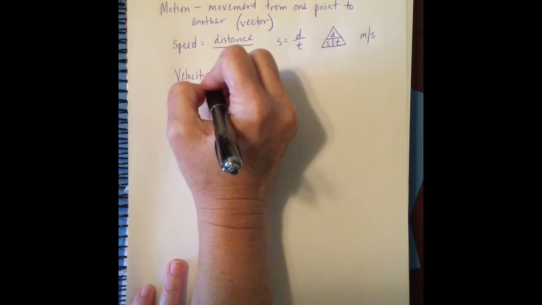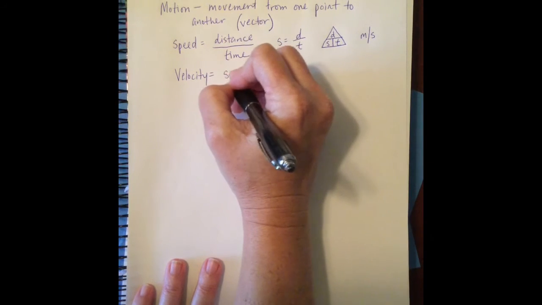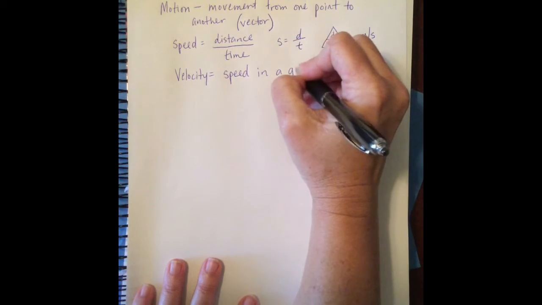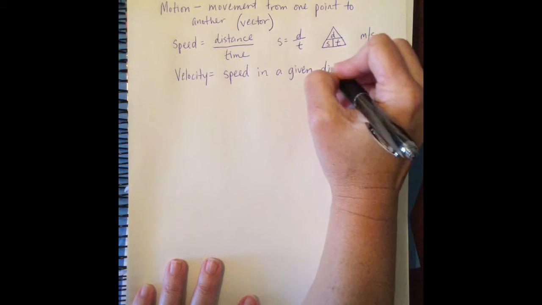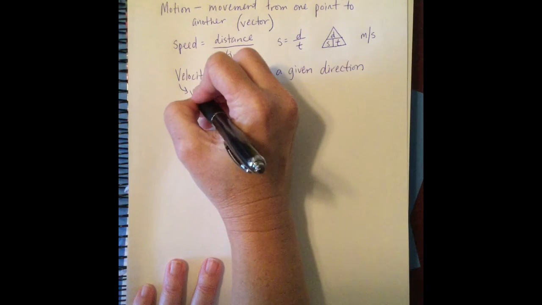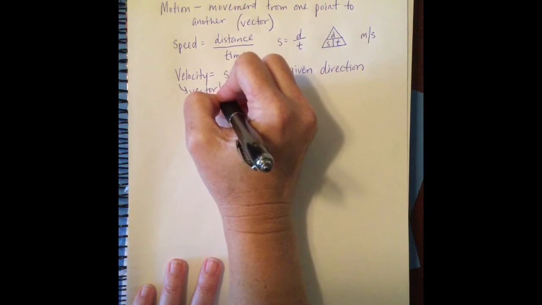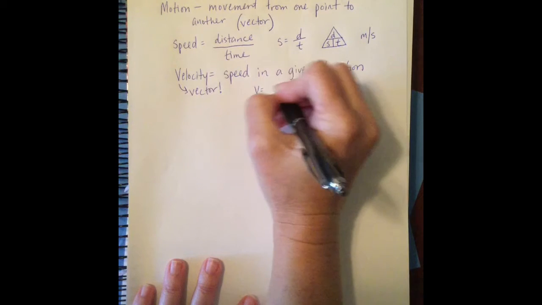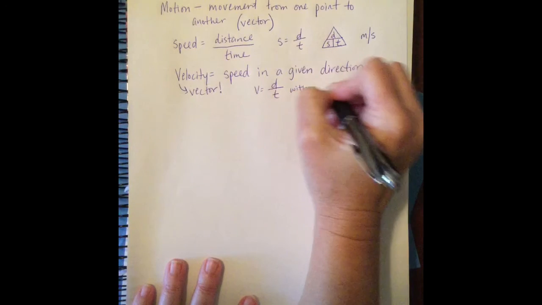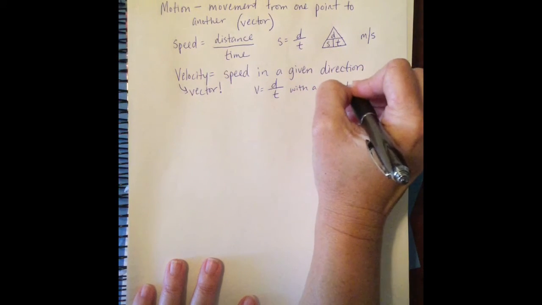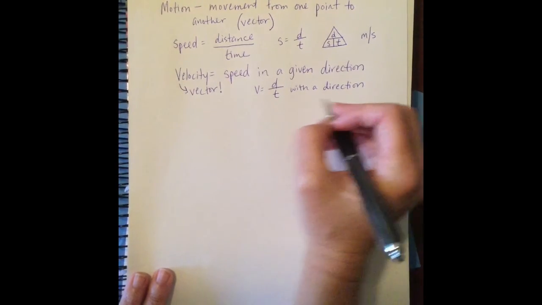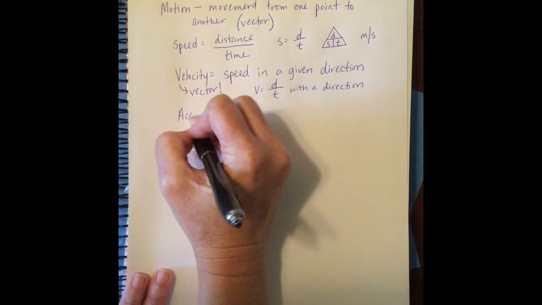Velocity is going to be speed in a given direction. Okay, so once again, velocity is a vector quantity, whereas speed is a scalar quantity. So velocity is still going to be d over t. So v equals d over t will be the same calculation, same triangle. But when you calculate your meters per second, you need to make sure that you have a direction in your answer.